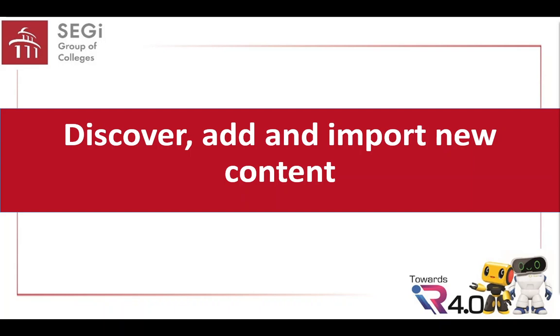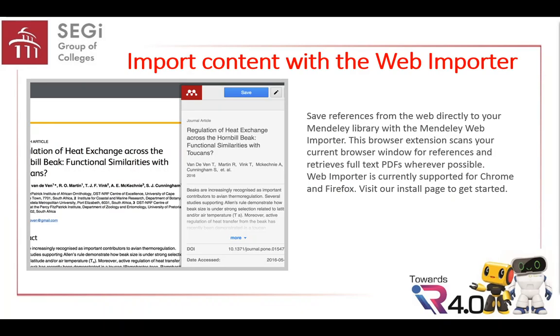Next is to discover and add some important new content. Basically, apart from getting information from a downloaded version, downloaded separately and uploaded into a library, you also can do the search in the Mendeley software itself. Like you can save the references from the web directly to this Mendeley library by help of Mendeley web importer. So you can do so.